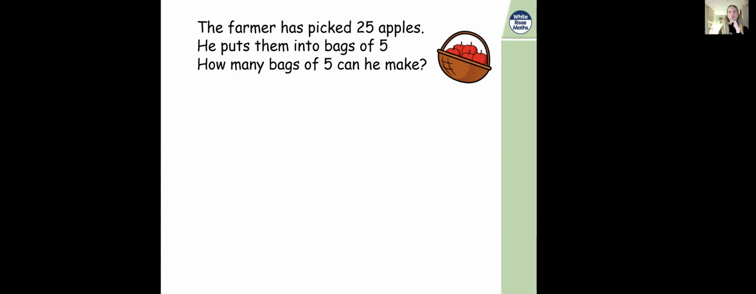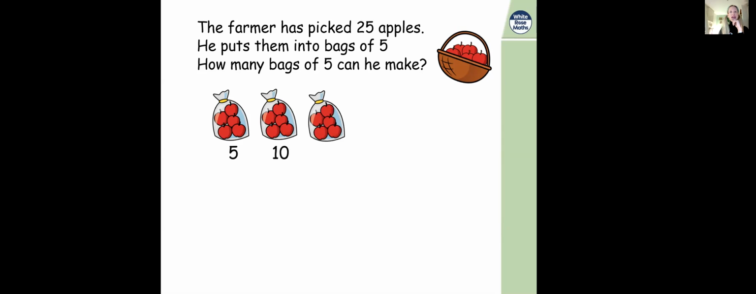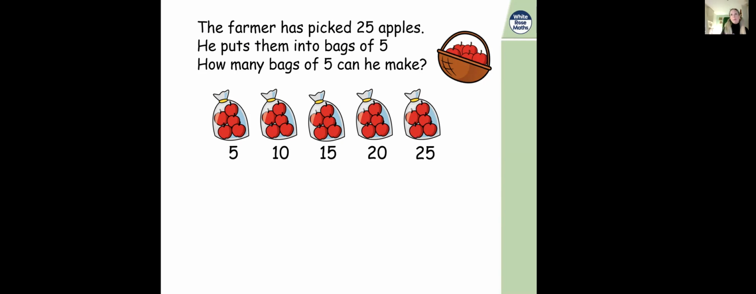5. Here's the bag of 5 apples, and another bag, and another bag, and so on. And you can see it there in that diagram. 5, 10, 15, 20, 25. All 25 apples were shared equally between 5 bags.